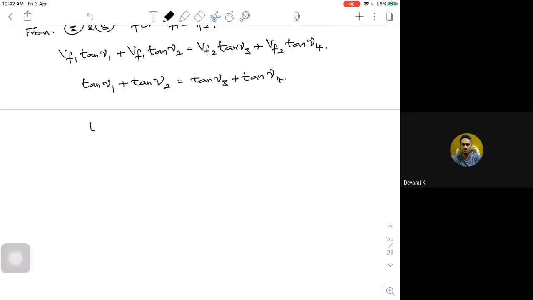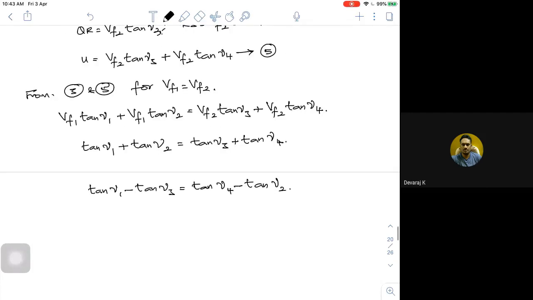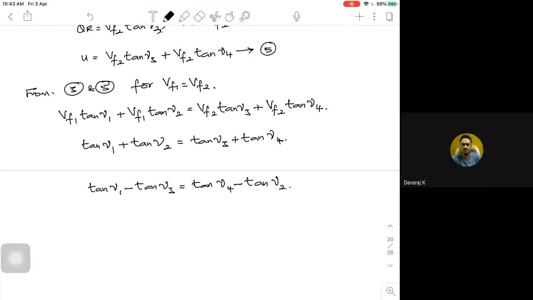So why is it so? I'll show you. So tan gamma 1 minus tan gamma 3 is equal to tan gamma 4 minus tan gamma 2. What is the significance of this particular thing? If you go back and see, what is my VW1? Let me call this expression number 6. Then we'll come back to this. Let's go to the velocity triangles.